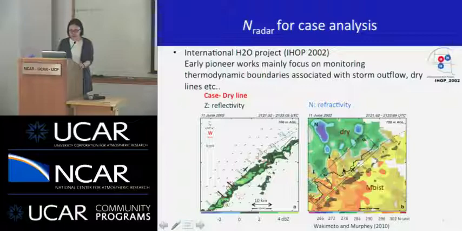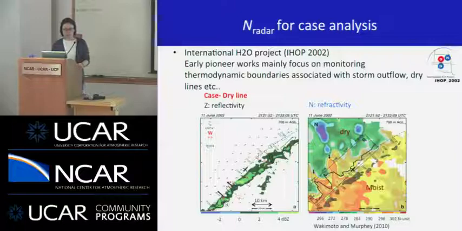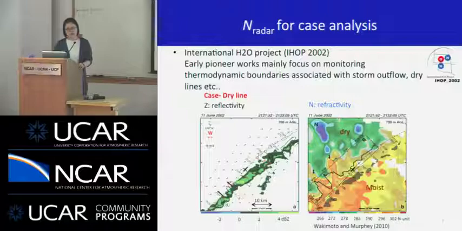And this work has been done in the IHOP experiment. In this experiment, a lot of pioneering work was done to detect low-level boundaries associated with storm outflow or dry lines.